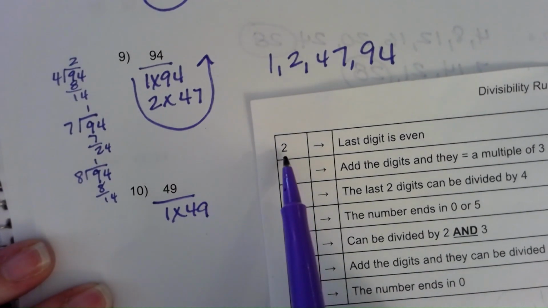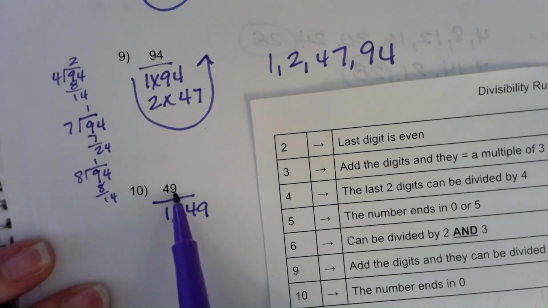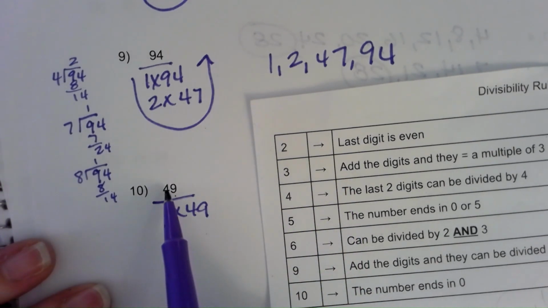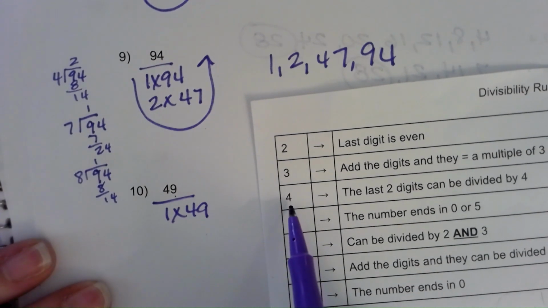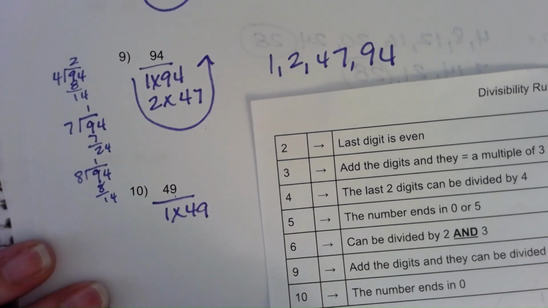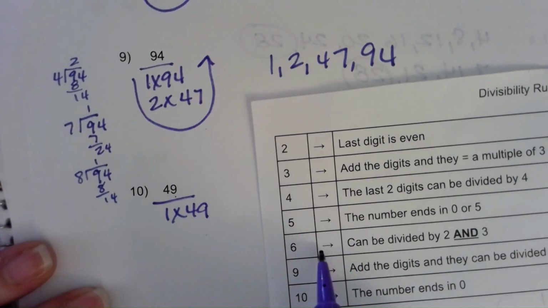So we kind of just use these rules to walk through. You know, if 2 works, it would end in an even number. It doesn't. If 3 works, we can add the numbers. 4 plus 9, that equals 13, so that's not a multiple of 3. 4 goes into itself evenly, but it's not going to go into 9 evenly, so that's not going to work. It doesn't end in a 0 or 5, so 5 doesn't work. 6 says if it can be divided by 2 and 3, 6 works, and that's not happening.